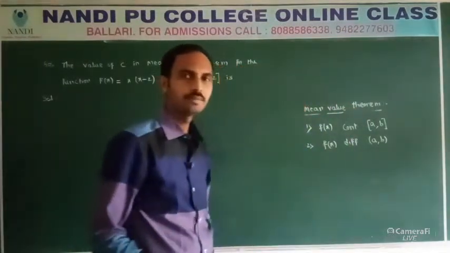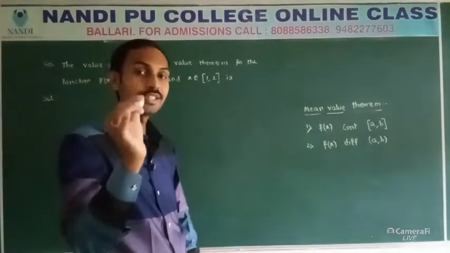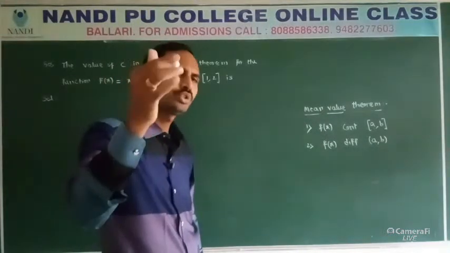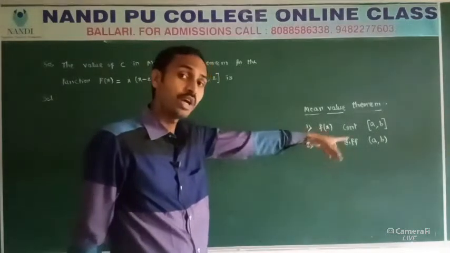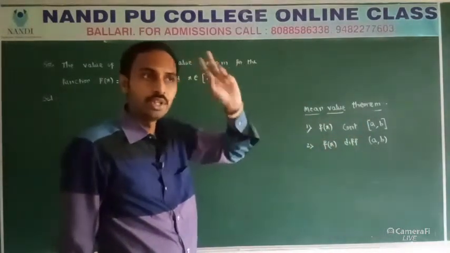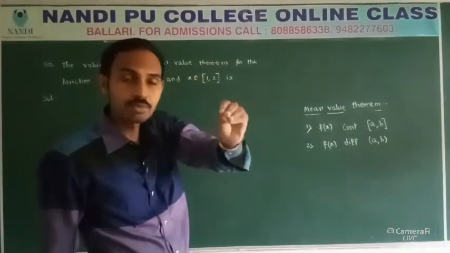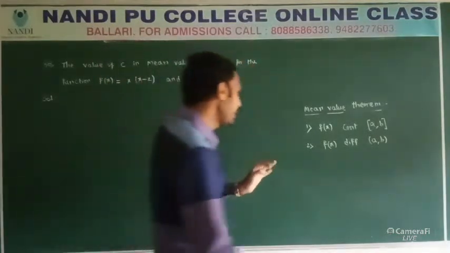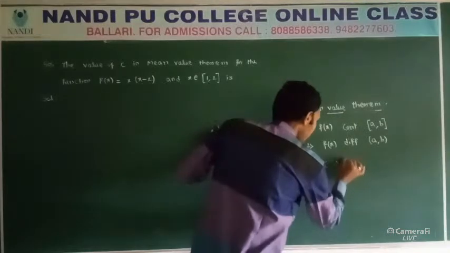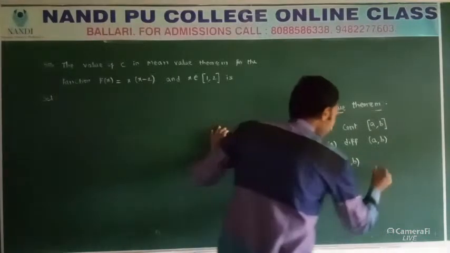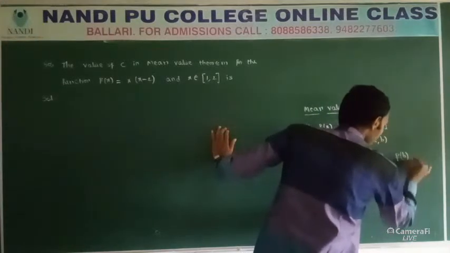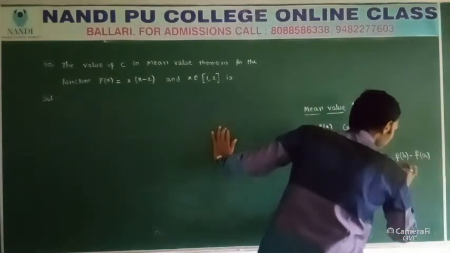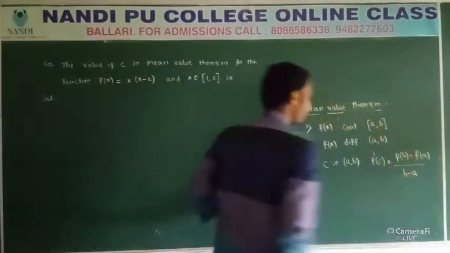What is the statement of the mean value theorem? f(x) is continuous on the closed interval [a, b], and f(x) is differentiable on the open interval (a, b). If these two conditions are satisfied, there exists a real number c in the open interval (a, b) such that f'(c) is equal to (f(b) minus f(a)) divided by (b minus a).